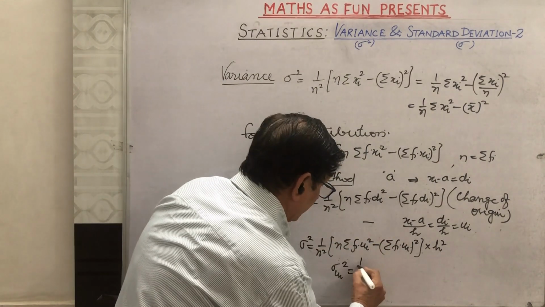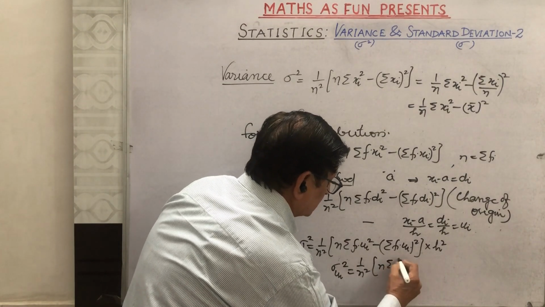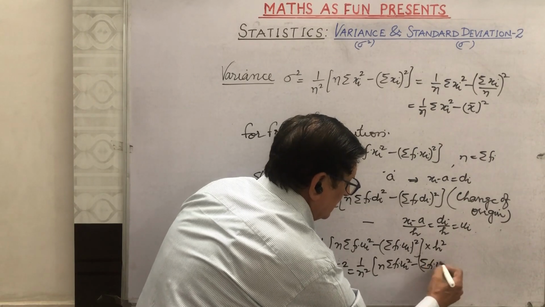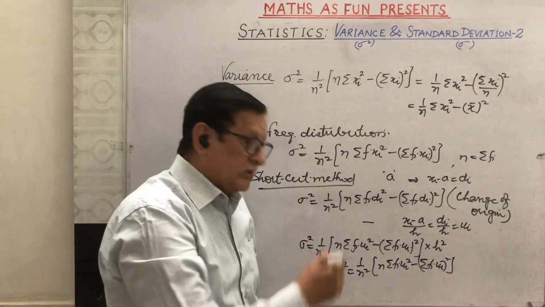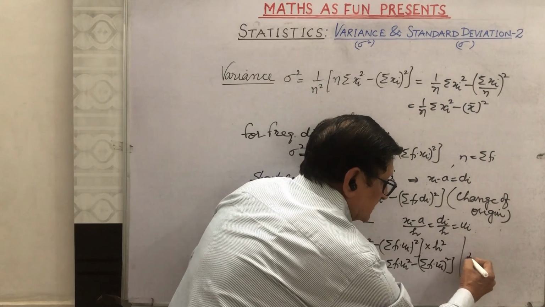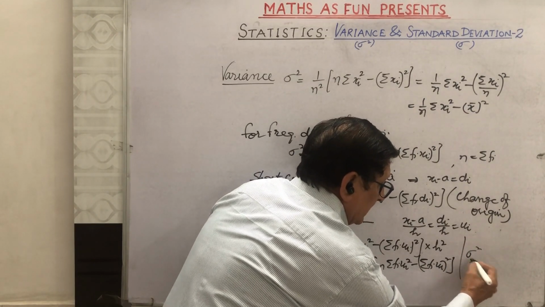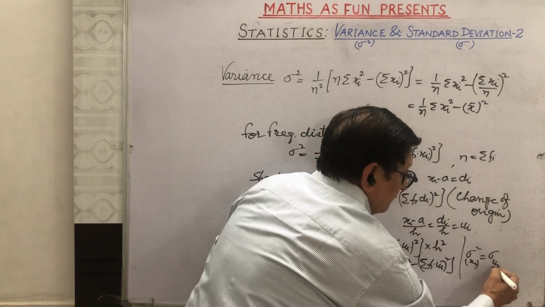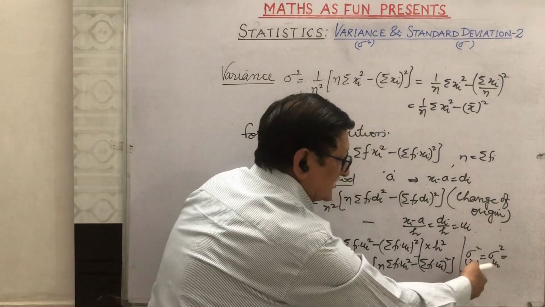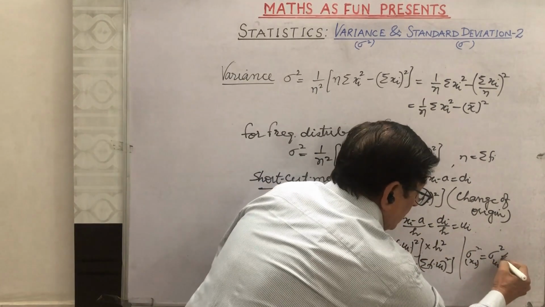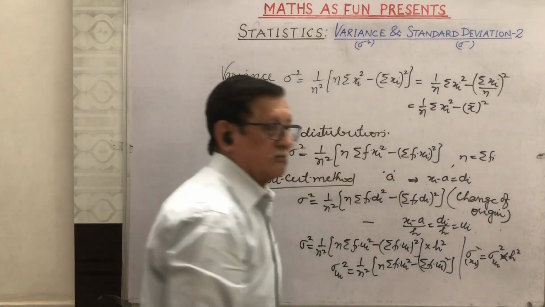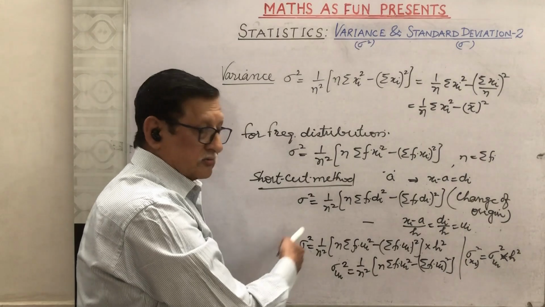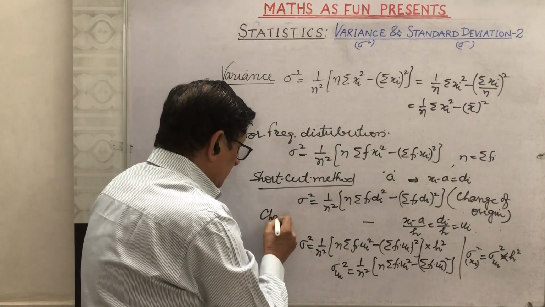And this is the part 1 upon n square, n into sigma fi into ui square minus sigma fi into ui whole square. In that case, we can say that sigma square for xi will be equal to sigma ui square, that is variance about ui, into h square. This is known as change of scale.